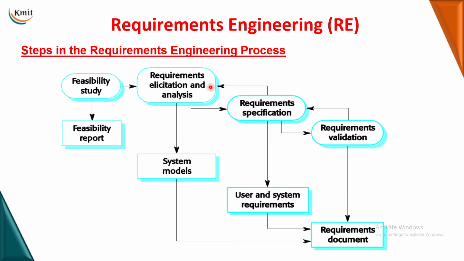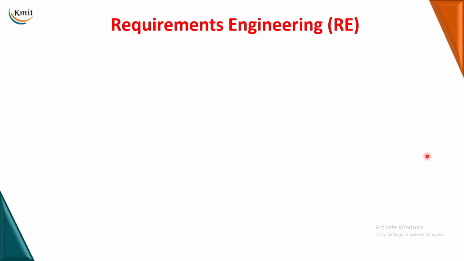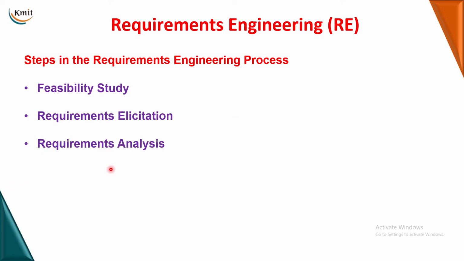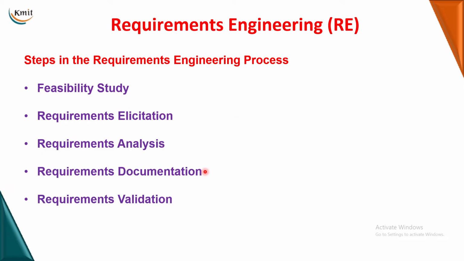You have feasibility study, elicitation and analysis, specification, validation, documentation. Many different types of steps are involved in detail inside this requirements engineering process. So let me give you a list first. The first one is feasibility study. The next is requirements elicitation, requirements analysis, requirements documentation, requirements validation, and finally requirements management. In feasibility study, we will be talking about whether I can proceed with the development of the product or not.